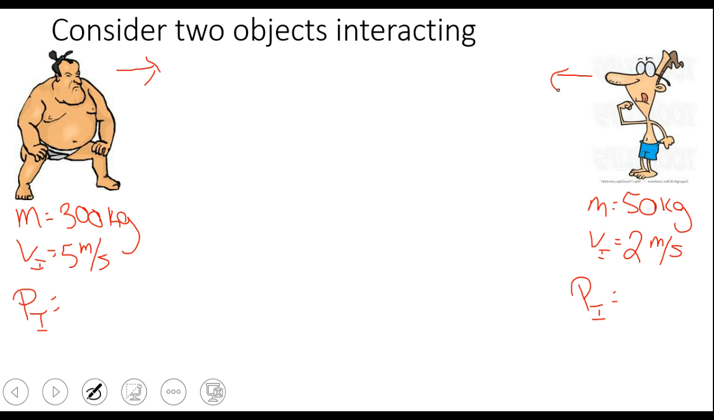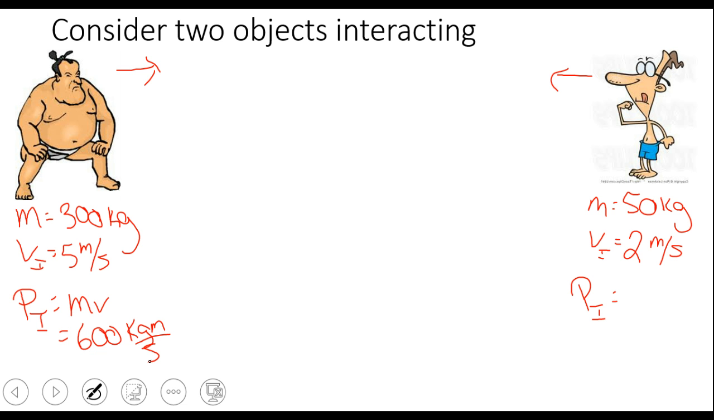But let's analyze this in terms of conservation of momentum. So we'll look at the initial momentum of both objects to learn a little bit more about how this situation is going to end up. So let's say we have our sumo wrestler who has a mass of 300 kilograms and is moving at 5 meters per second. And so I know that momentum is mass times velocity. And so the initial momentum of my sumo wrestler is going to be 600 kilogram meter per second. And that's a heck of a lot of momentum.